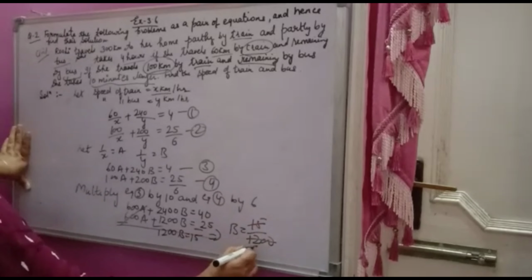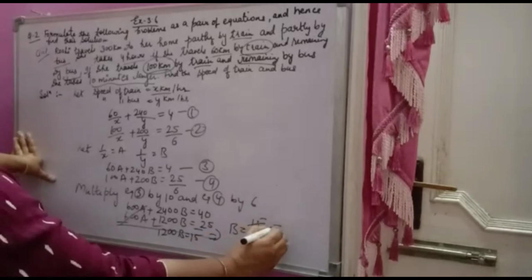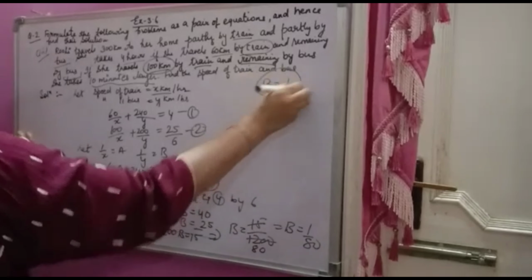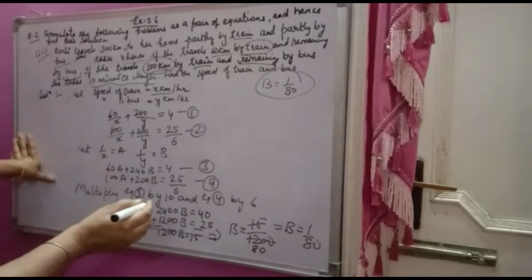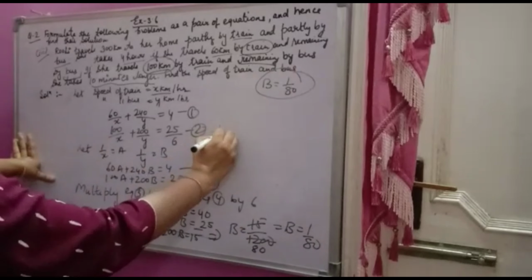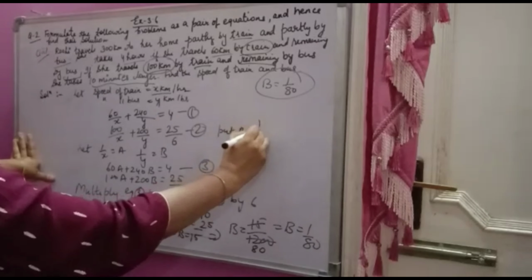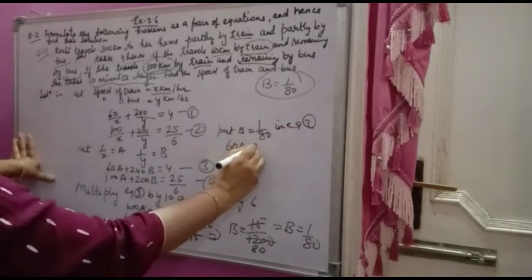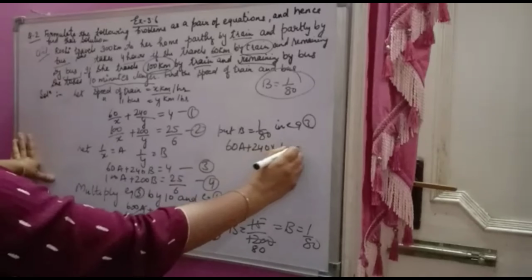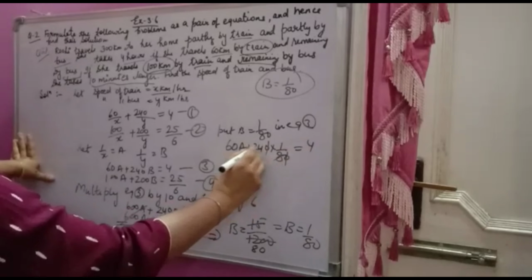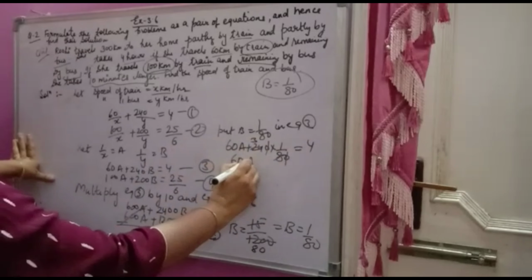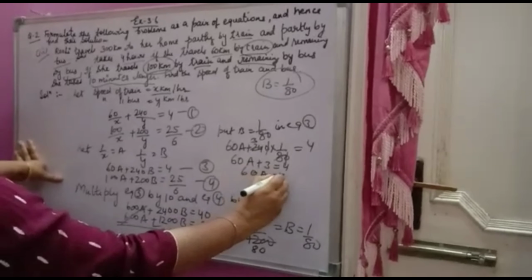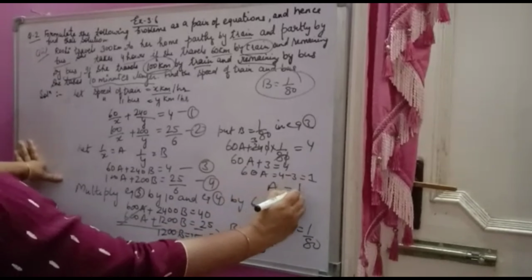Now 15 eights are 120, so you will get b value 1 over 80. I am writing here b value is 1 over 80. Now put b equal to 1 over 80 in any of the equations. So put b equal to 1 over 80 in equation 3. You can put in 4 also. You will get 60a plus 240 into 1 over 80 is equal to 4. Zeros cancel, 8 threes are 24. So 60a plus 3 is equal to 4. So 60a is equal to 4 minus 3, that is 1. So a will come 1 over 60.